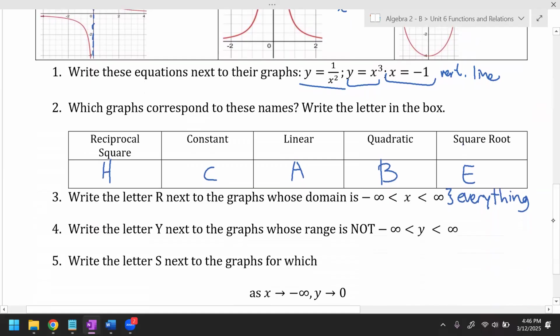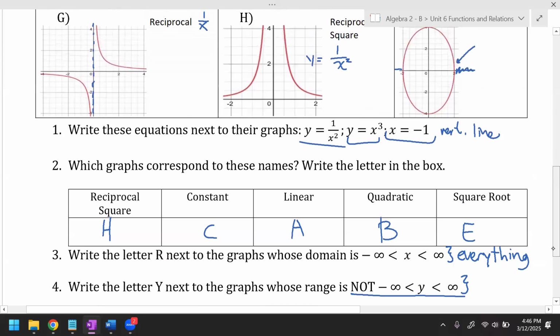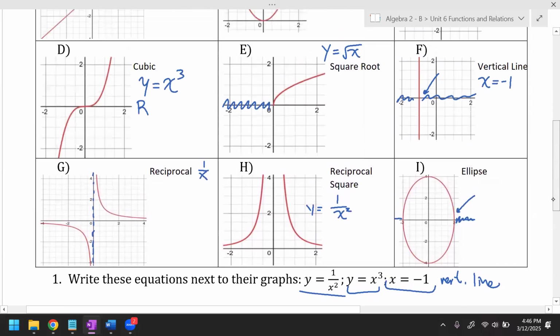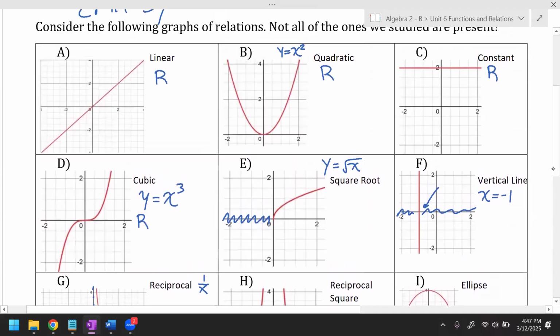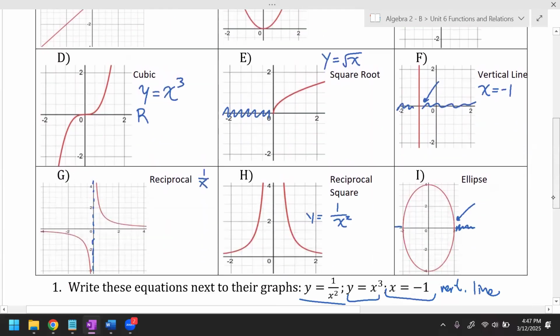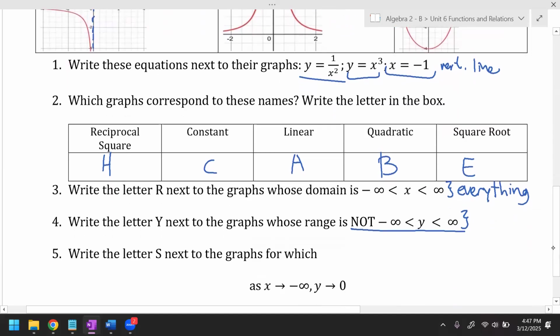Which graphs have range that is not everything? This time it's everything in the y direction. So A has a range of everything. So let's not put a y there, because the question says put a y next to the graphs whose range is not everything.